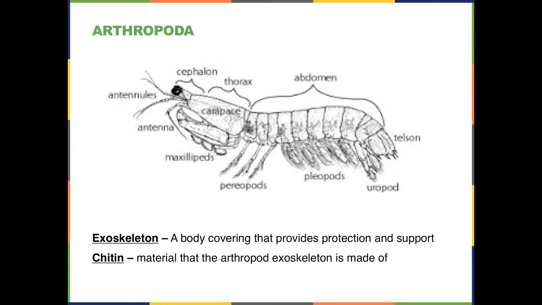Secondly, this exoskeleton is made up of a material called chitin. Chitin is selected as the material probably because it has both features of flexibility as well as toughness, and it makes the exoskeleton quite hard and yet flexible and able to move and allow for movement of the organism.